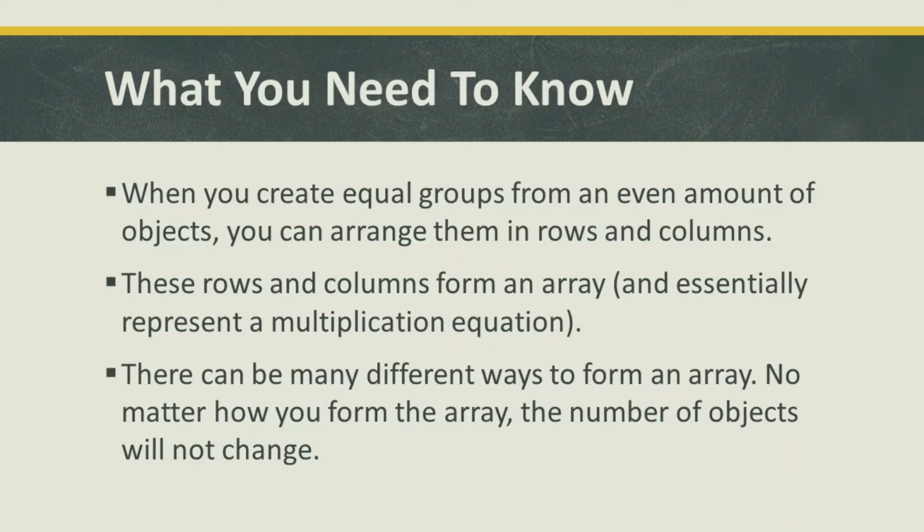So here's what you need to know. When you create equal groups from an even amount of objects, you can arrange them in rows and columns. Remember, you cannot create an array from an odd number of objects. These rows and columns form an array and essentially represent a multiplication equation. There can be many different ways to form an array. No matter how you form the array, the number of objects that you have will not change.